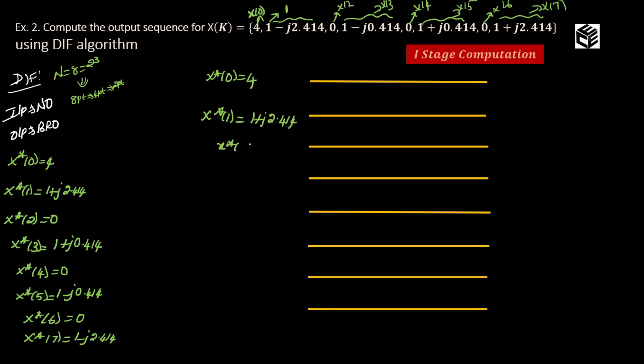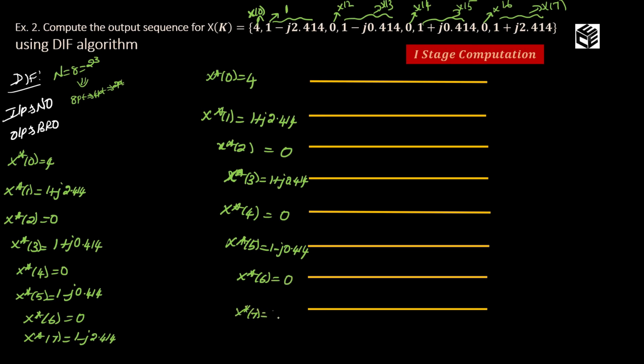x conjugate of 2 is equal to 0, x conjugate of 3 is equal to 1 plus j 0.414, x conjugate of 4 is equal to 0, x conjugate of 5 is equal to 1 minus j 0.414, x conjugate of 6 is equal to 0, and x conjugate of 7 is equal to 1 minus j 2.414.